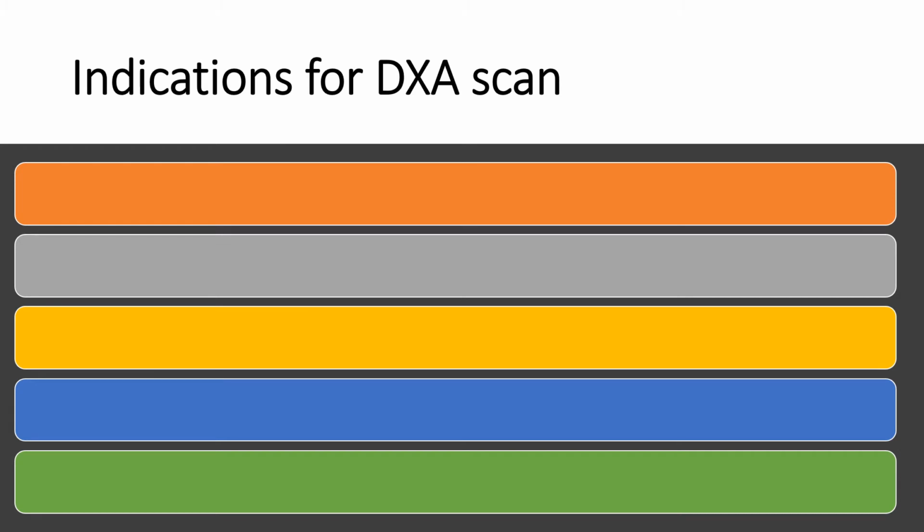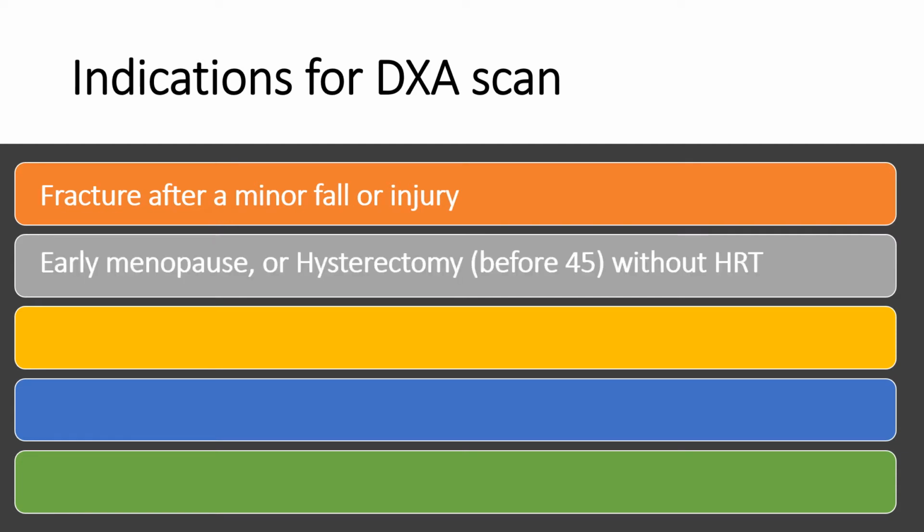So there are pretty well defined indications for doing DEXA scan in any male or female, and these include, number one, if the patient presents with fracture after a minor fall, that he or she simply stumbled from the chair or on the stairs and developed a fracture of the spine or the hip or the wrist. So in that young patient, you might want to do a DEXA scan.